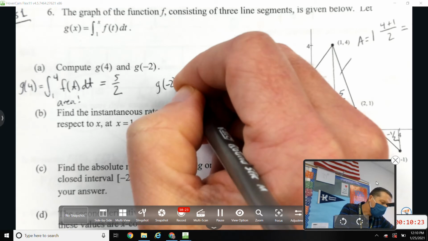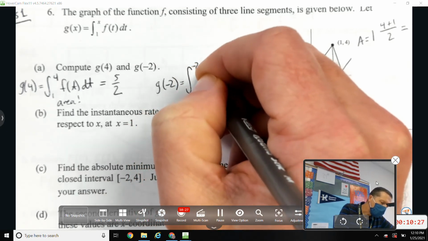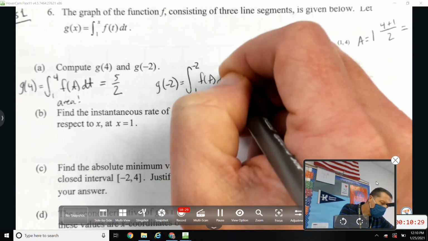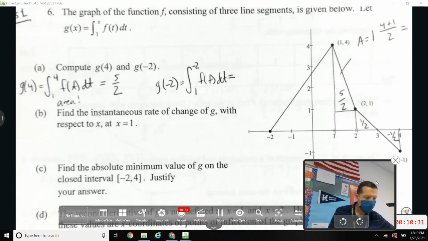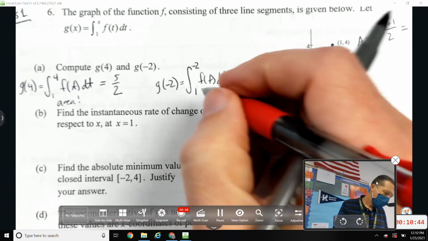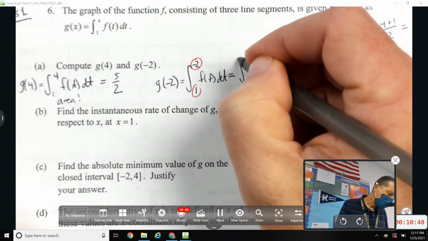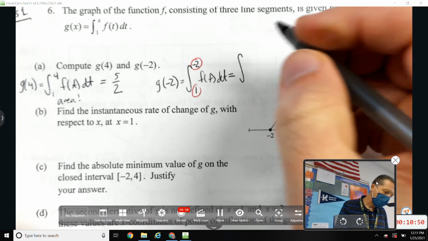G of negative 2, integral from 1 to negative 2. Okay, so what do we notice about that? It's negative or it's backwards. I need to flip it. Kind of all those mean the same thing. So I'm going to show the work of flipping it. If you're comfortable enough reading backwards, you can.